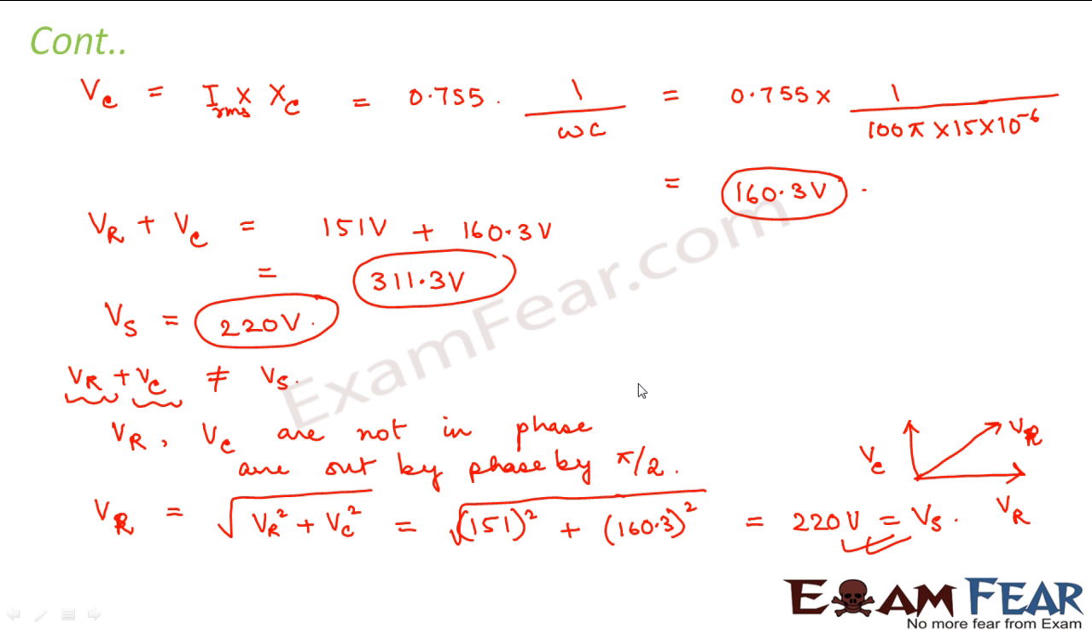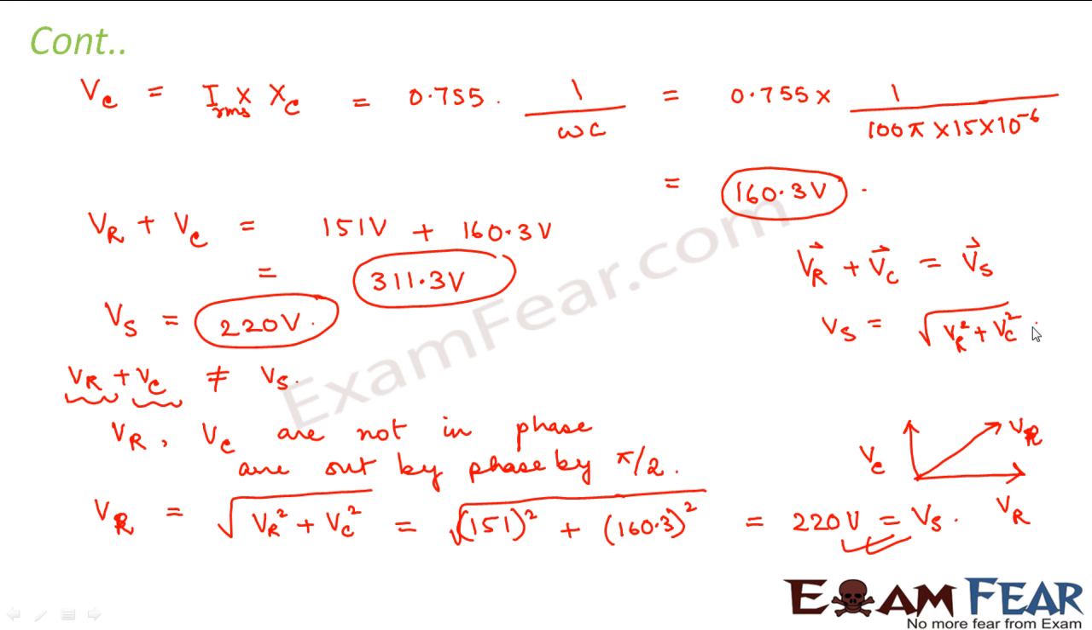We just simply cannot add the voltage across resistor with the voltage across capacitance to get the source voltage. That is because the voltage across the resistor and the voltage across the capacitance are not in phase. They are out of phase by pi by 2. So in order to find out the resultant of VR and VC, we have to use the expression root over VR square plus VC square to get the source voltage, right? So this expression is true. That means we can say that VR vector plus VC vector gives rise to Vs. But when magnitude is concerned, then we have to write it as root over VR square plus VC square, right?